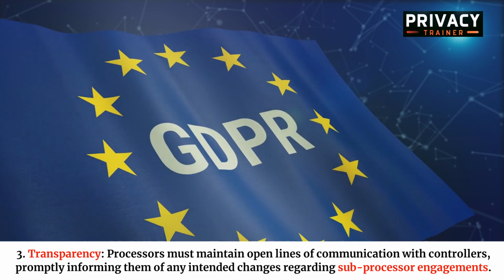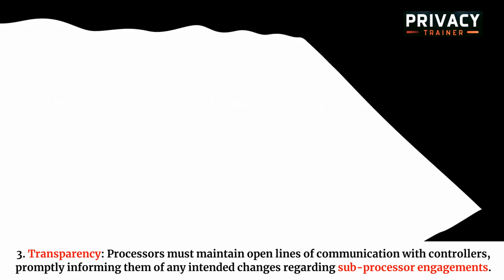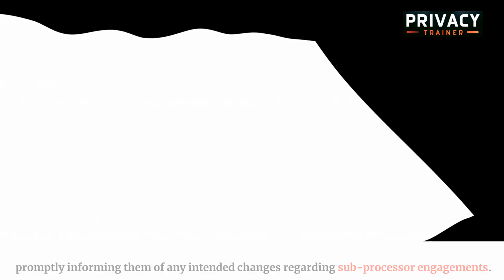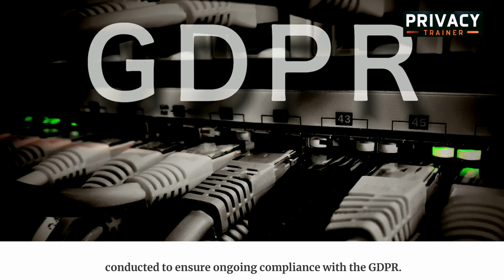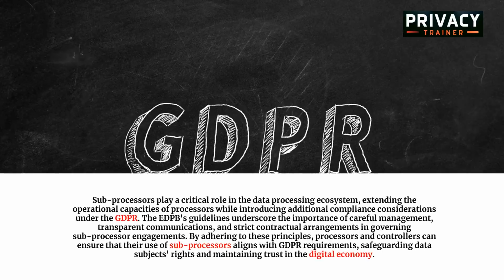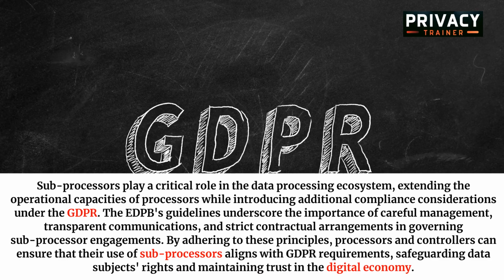3. Transparency. Processors must maintain open lines of communication with controllers, promptly informing them of any intended changes regarding sub-processor engagements. 4. Audit and review. Regular audits and reviews of sub-processors' practices should be conducted to ensure ongoing compliance with the GDPR.